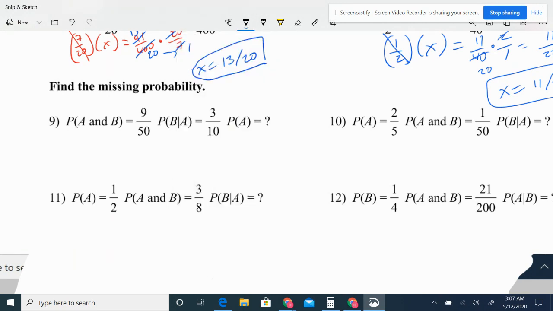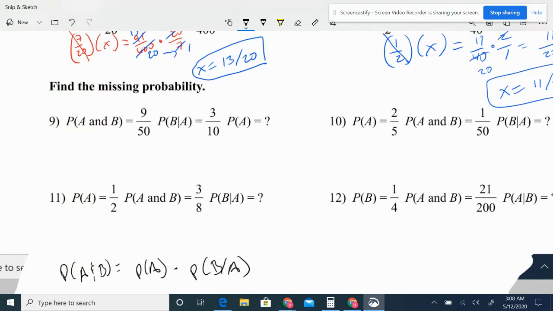Now, the formula I'm going to use is probability of A and B. So probability of A and B is equal to probability of A times probability of B not A. So it's basically probability of A times the probability of B given A. That's if I have probability of A. But then I'm looking at question number 12. There I have probability of B.